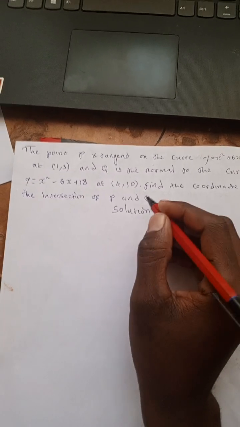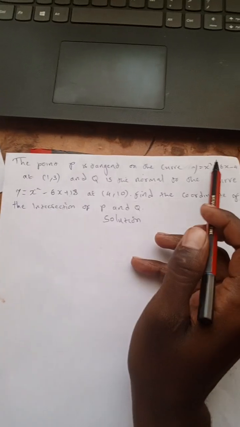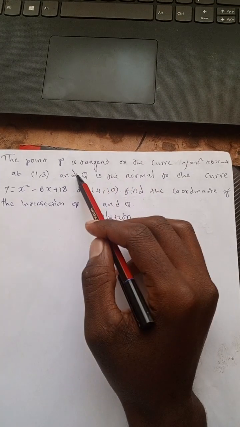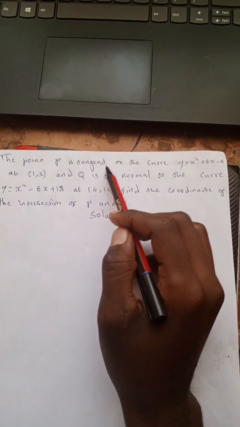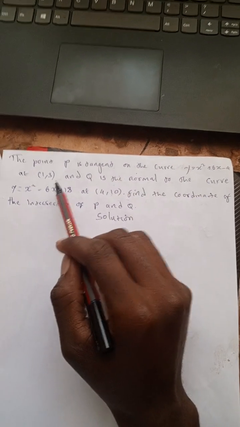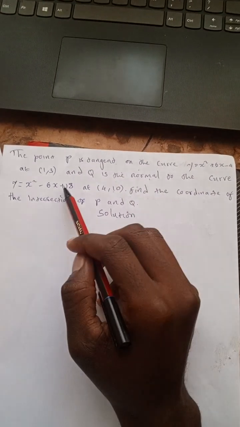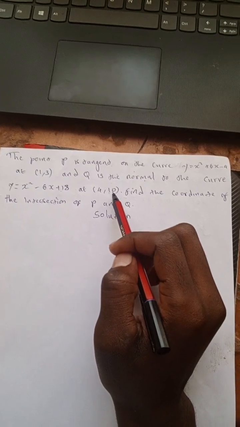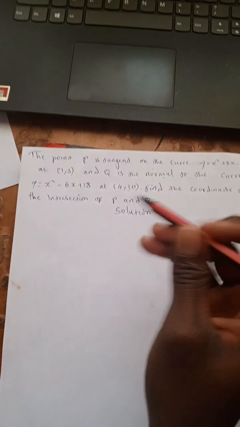For our solution, first things first, we need to find the gradients for both the curves. For the tangent, we are going to find m1, which is gradient 1. But for the normal, we have to find gradient m1, then use it to find gradient m2. So let's dive in. Let's start with P.